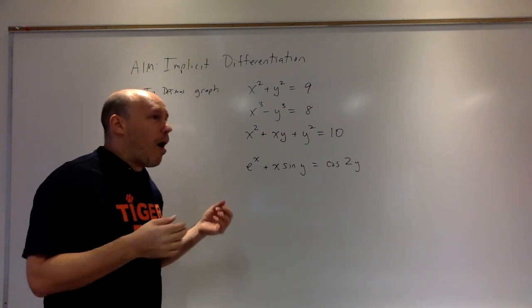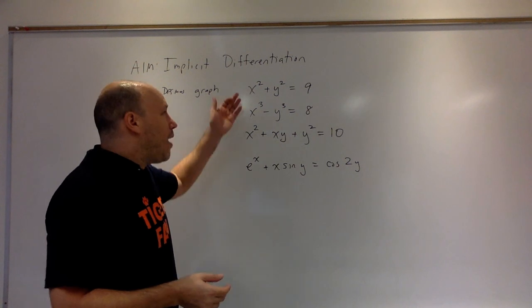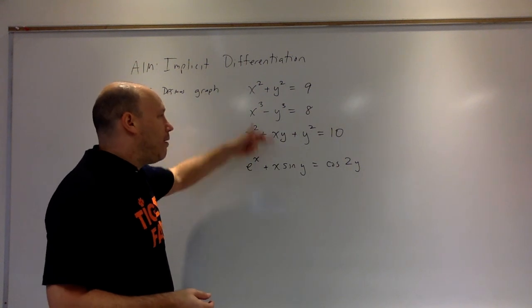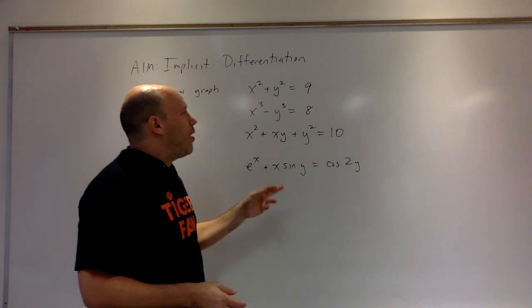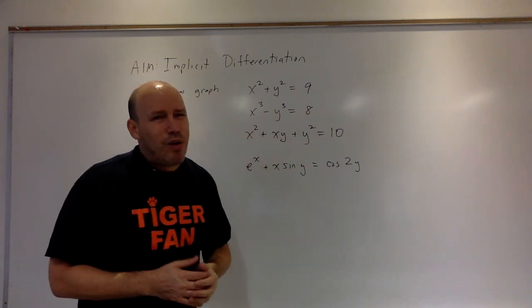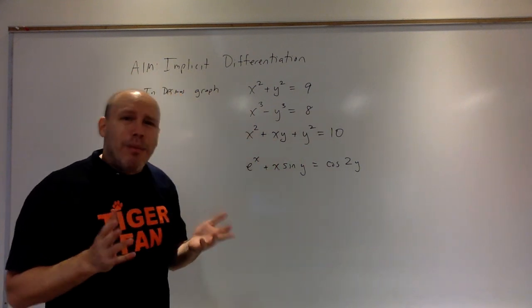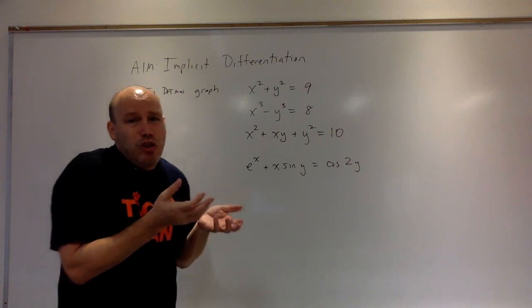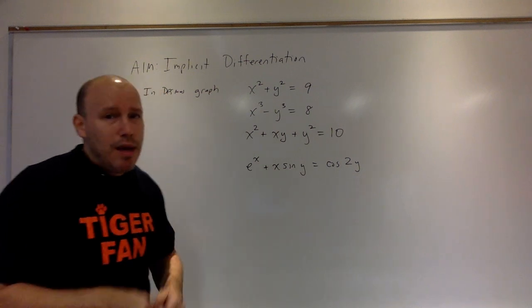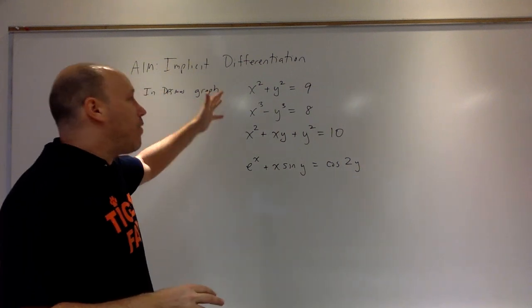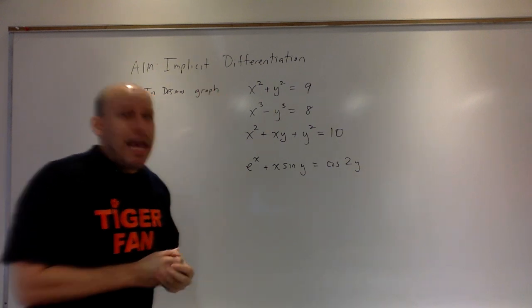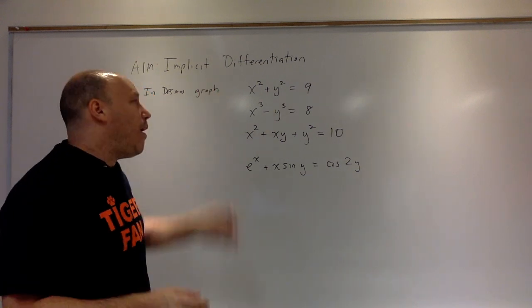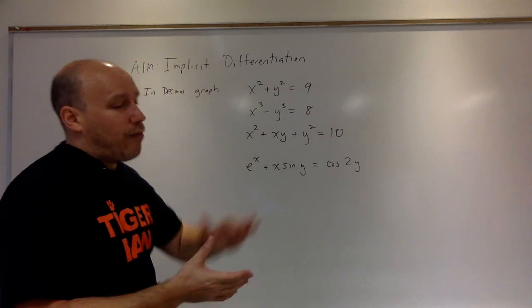But the even bigger problem is algebraically, we're going to have trouble solving for y. Now, the first one, maybe you can kind of say y equals plus or minus the square root of 9 minus x squared, but even that's problematic for finding the derivative because you do the positive or the negative. So the question is, do we have another method of finding the derivative when we can't explicitly solve for y? And the answer is yeah, we're going to use implicit differentiation.